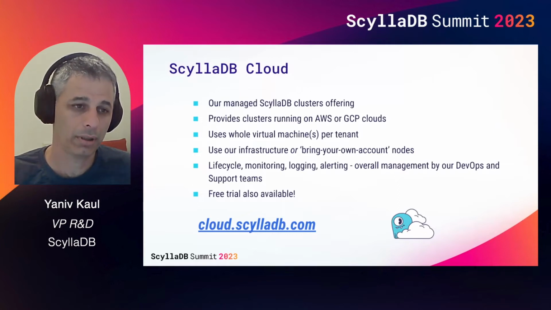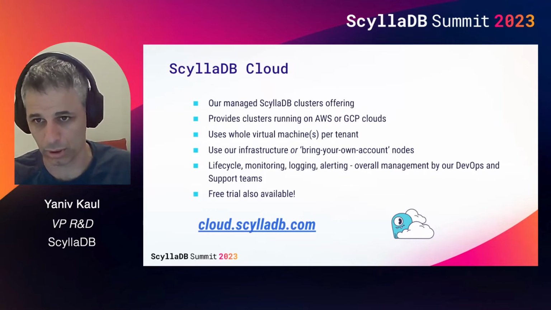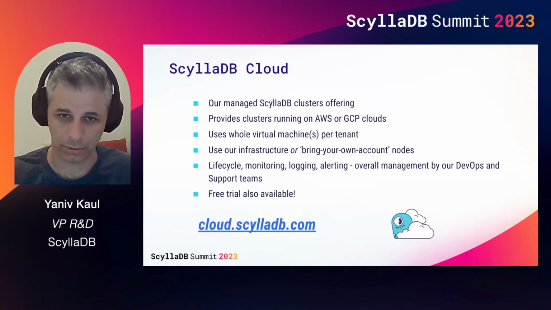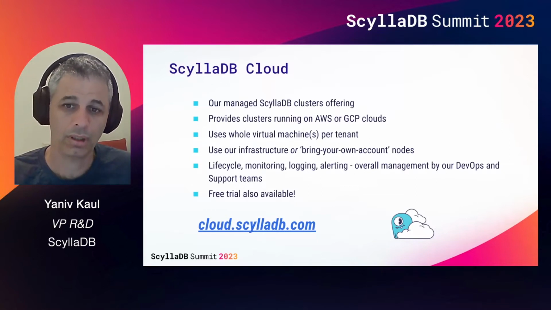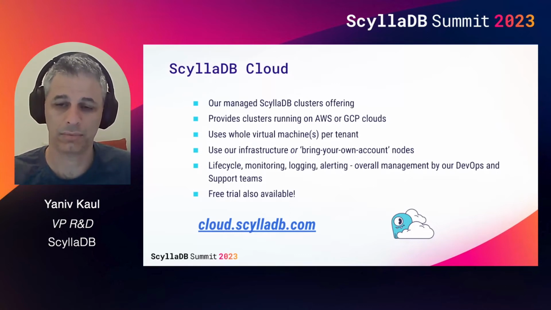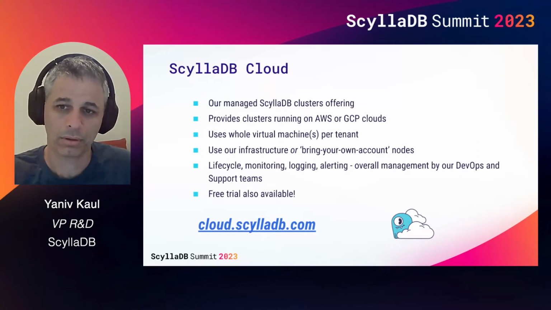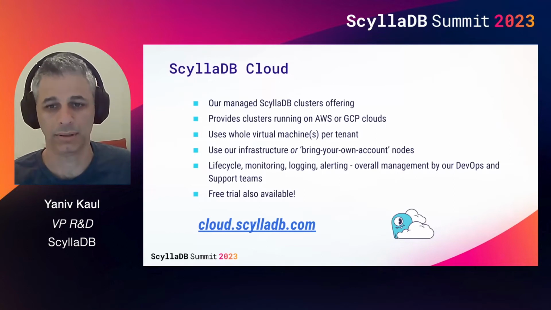It is currently available in multiple flavors. Specifically, it is running on both Amazon and Google Clouds in multiple regions around the globe. Today, in Scylla Cloud, every tenant gets a dedicated set of complete virtual machines for their clusters. We pick them according to our sizing guide, taking into account performance and capacity requirements.